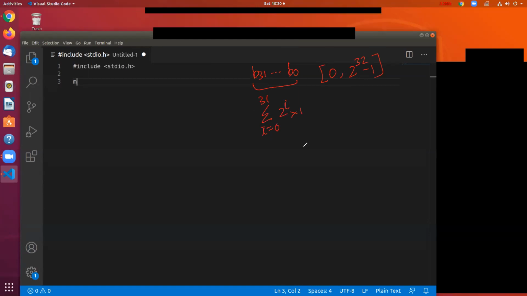When you try to add two numbers, let's say you are adding 2 power 32 minus 1 with 2 power 32 minus 1, what do you get? You get a value 2 power 33 minus 2, right? Yes or no? When you add them together? Yeah, I guess so. So it cannot fit in.